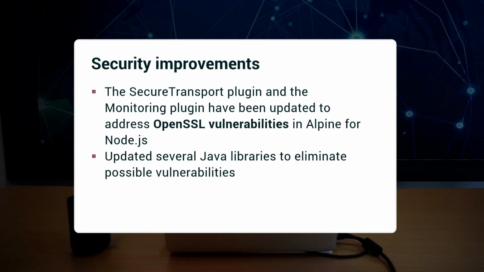On the security side, we have made multiple improvements on this Flow Manager version. Some of these include: for the SecureTransport plugin and monitoring plugin, we've addressed OpenSSL vulnerabilities in Alpine for Node.js. We've also updated several Java libraries to eliminate possible vulnerabilities.